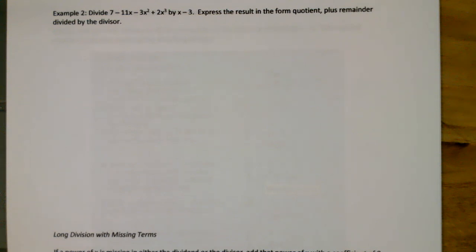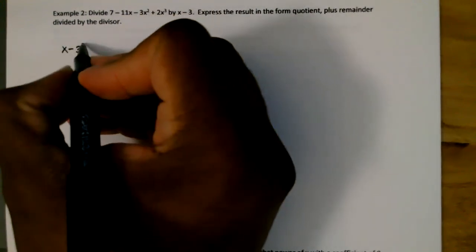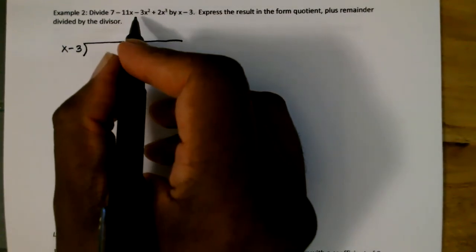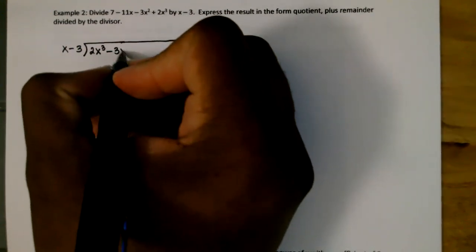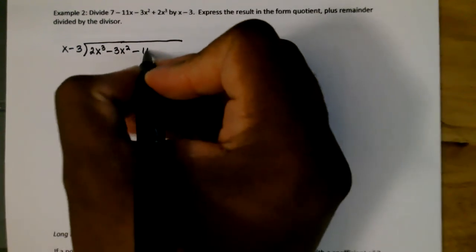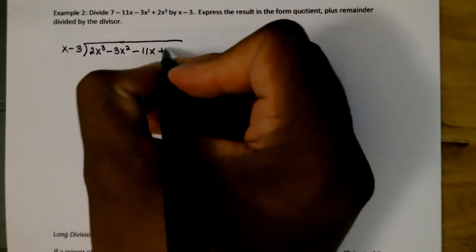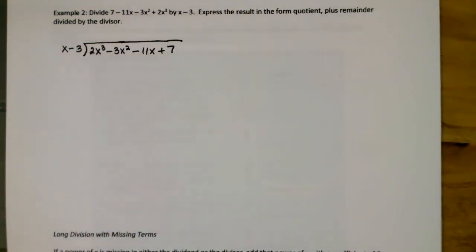Okay, so now the first thing I see here is that x minus 3, that's in descending powers. So here, that will be my divisor. And this is the dividend right here. I need to put this in descending powers first. So that means I need to put the 2x cubed in front. And then minus 3x squared is after that. And then minus 11x. And that 7 is a positive, so that means plus 7. Okay, so the dividend I had to put in descending powers from the highest exponent to the constant term.